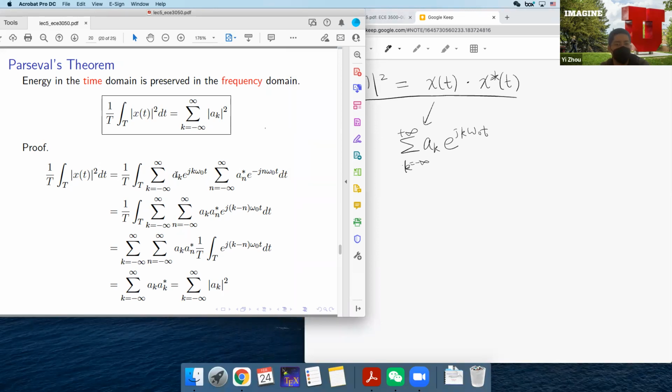So now let's look at this double summation. This double summation, we can combine them. We can pull this summation in the front, so we have a double summation over k and n. And now we can multiply everything inside the summation. So we have a_k, a_n conjugate, and these two exponentials, which combined give this one. Okay, just a simple calculation.